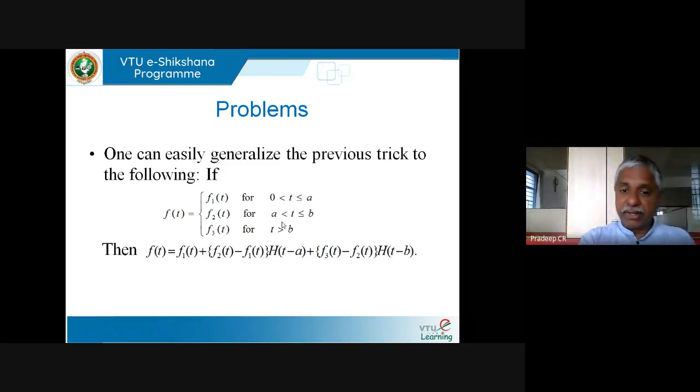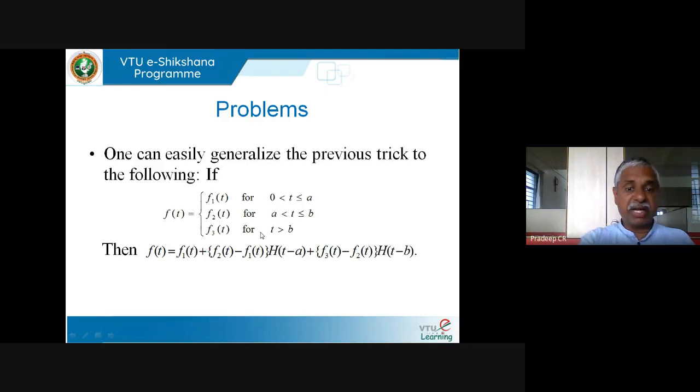It looks like f1(t) if t is less than or equal to a, because both these become 0. If it is between a and b, this is 0, this is 1, so f1 gets cancelled and it looks like f2. That's what I want. If it is beyond b, both these are 1, so f1 gets cancelled here, f2 gets cancelled here, and we are left with f3, which is what I want.